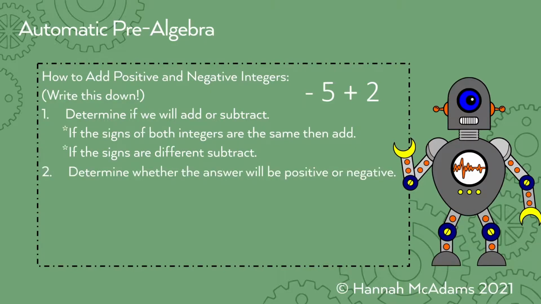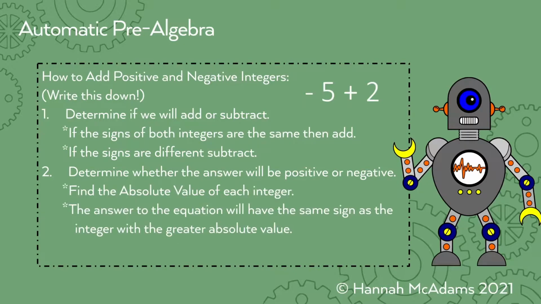Determine whether the answer will be positive or negative. Negative, because the larger absolute value is 5. The absolute value of 5 is more than the absolute value of 2, so it's going to be negative. The answer to the equation will have the same sign as the integer with the greater absolute value. That's a lot. So it's going to be negative.